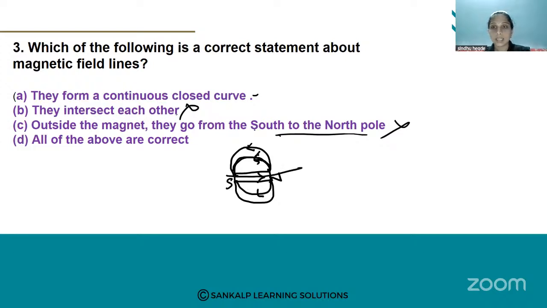Inside it is south to north. Just read the statement carefully. If they mention inside, this statement is correct. But this time they mention outside the magnet, it is south to north, which is wrong. Next, all the above statements are correct. Here already two are wrong, so this one is also wrong. They form a continuous closed loop, or a continuous closed curve. Yes, this is correct. They studied this in the properties. So A option is correct.